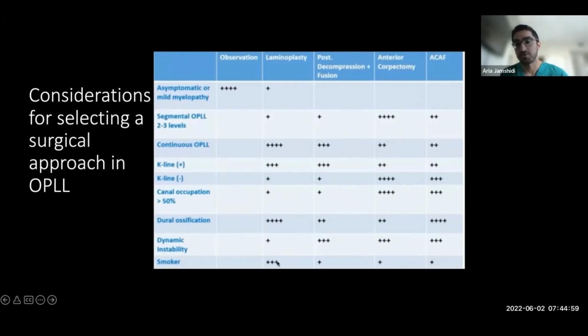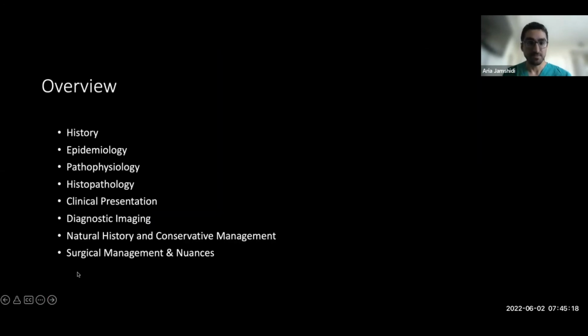Obviously, if the patient's a smoker, you're less likely to be excited to do a fusion, and laminoplasty would be a great option for that patient. So I think it's really important to tailor each surgical approach to each specific patient, taking all these radiographic parameters and keeping them in mind when offering surgery.